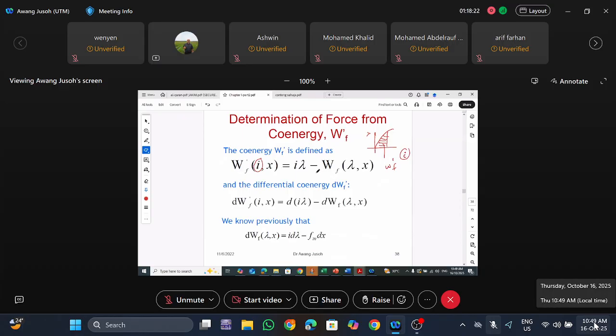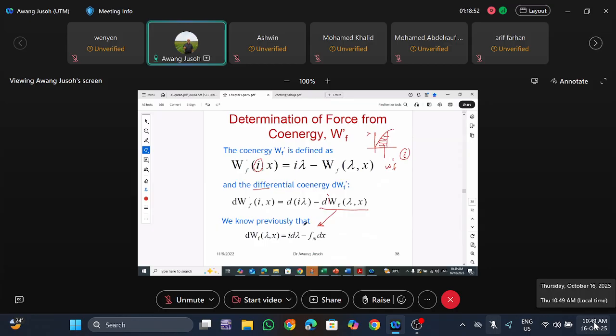Then you put d there, in differential form: d W_f prime (I, x) equals d(I lambda) minus d W_f (lambda, x). We already know this before. This is the magnetic stored energy: the magnetic stored energy equals the differential electrical energy minus the mechanical energy. Substitute in this part.